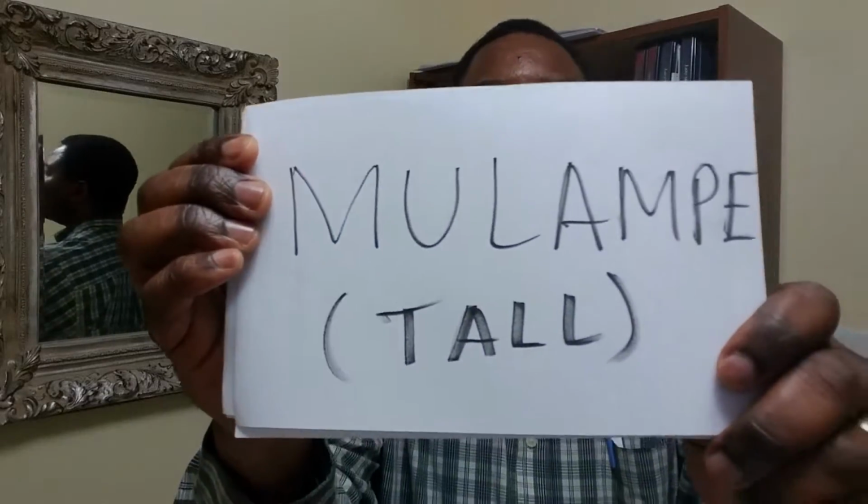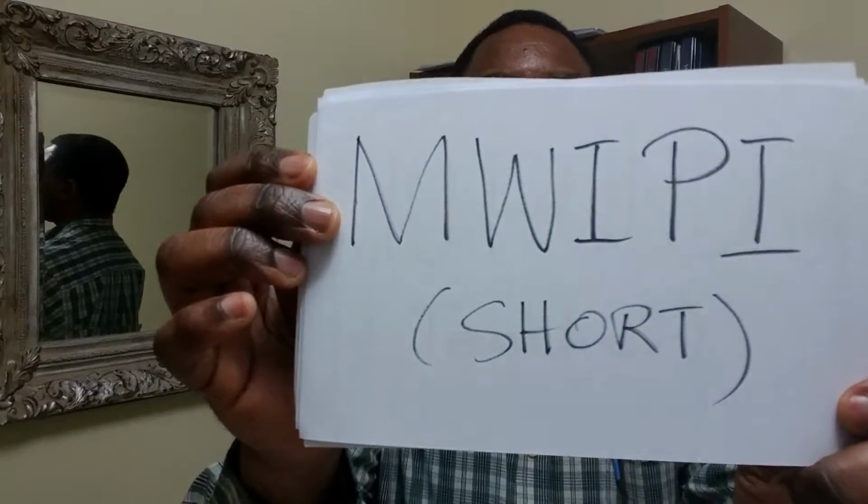There are too many things to talk about here. We can say, for instance, ndi mulampe, I'm tall. We write it this way, I'm tall. And then we can say ndi mwipi, I'm short. We write it this way, I'm short.